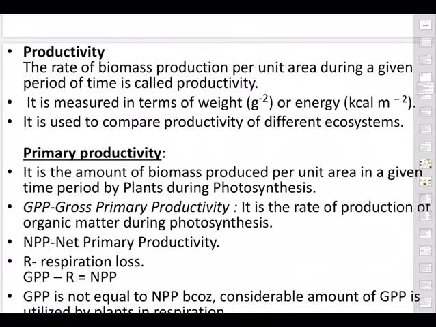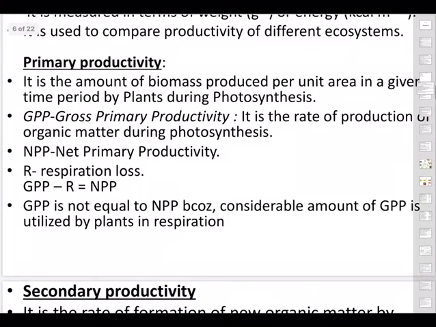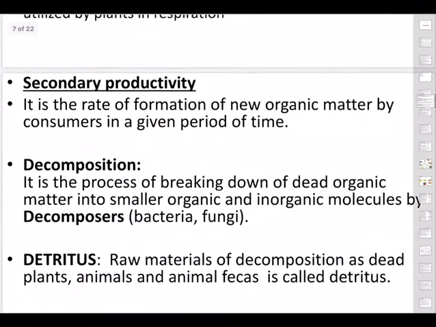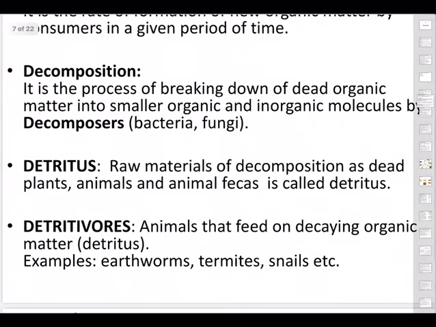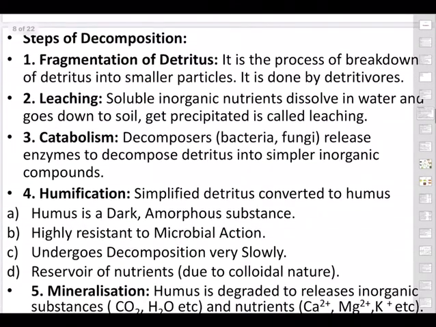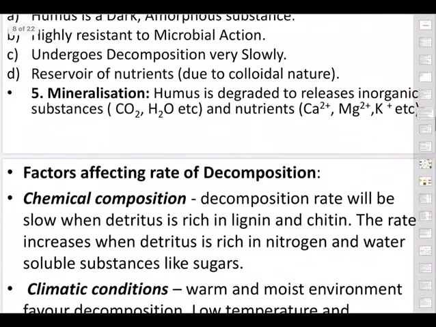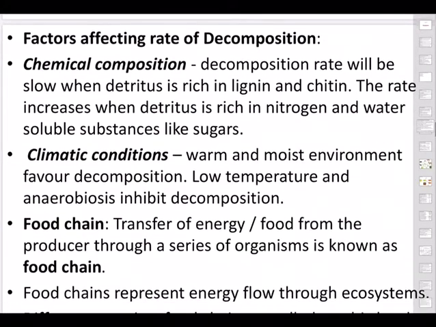If you recall, we were talking about the four functions of ecosystem: productivity, decomposition, energy flow and nutrient cycling. Productivity we discussed yesterday; it's the rate of biomass production per unit area, with primary productivity GPP, then NPP, and then secondary productivity. Then the second function, decomposition: detritus, detritivores and the five stages we talked about yesterday: fragmentation of detritus, leaching, catabolism, humification and mineralization. Now today we talk about factors affecting rate of decomposition.